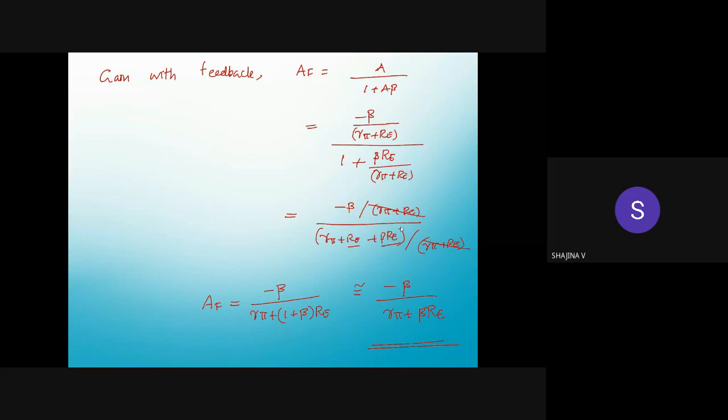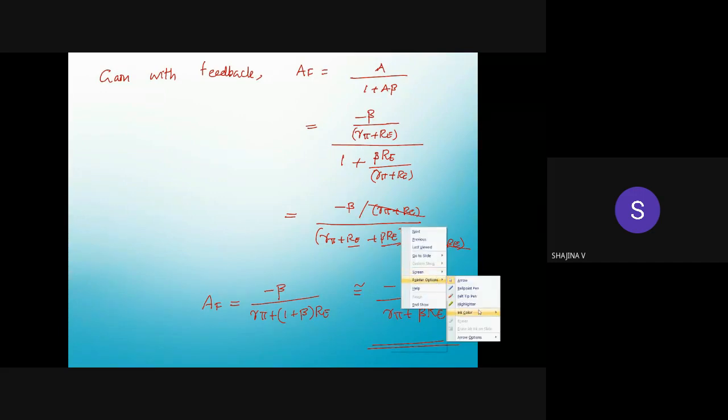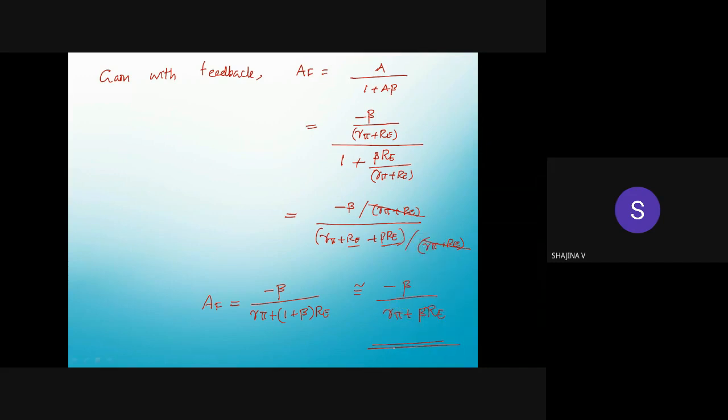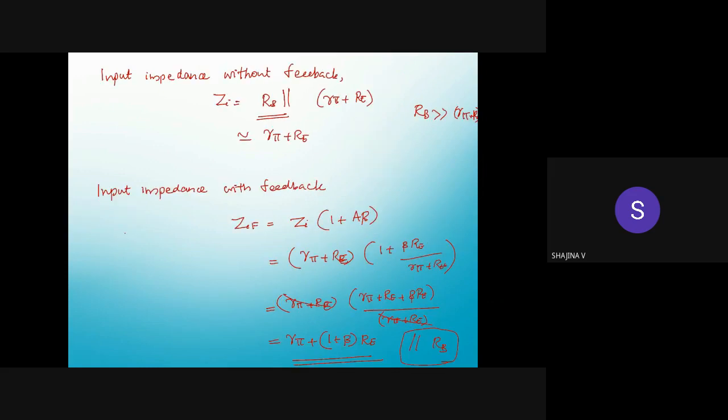Okay. So keep that point in mind as well. And this is actually what this AF means, output I naught divided by VS. So this is the gain with the feedback we have calculated. Okay. Now next is input impedance.